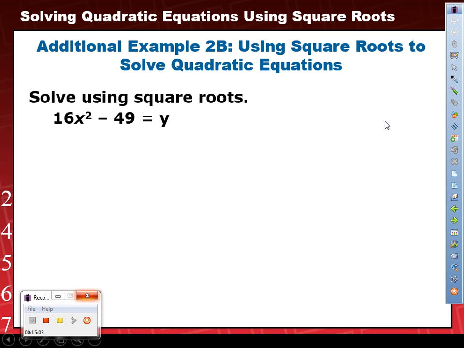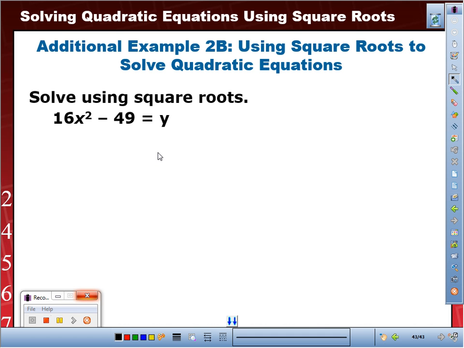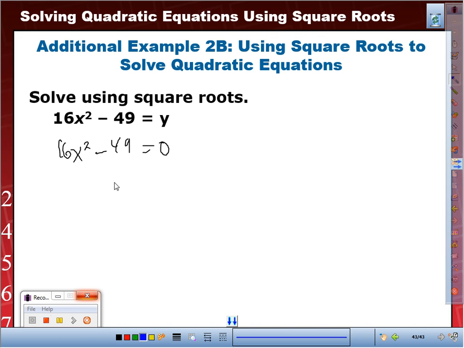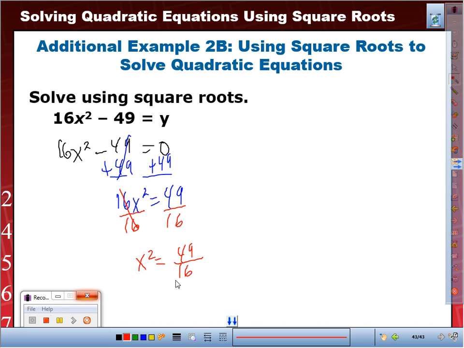Okay, let's do this one together. Here we go. Step 1, substitute 0 for y. So this becomes 0 equals 16x squared minus 49. Everyone, next step. Add 49 to each side. Cancel. We get 16x squared equals 49. What's my next step? Is x by itself? No. We need to divide by 16. X squared equals 49 over 16.